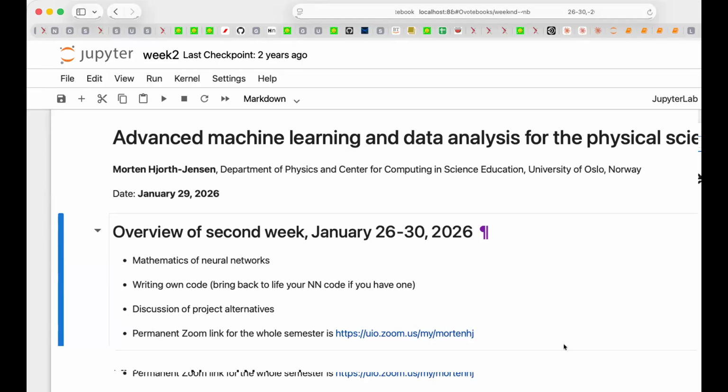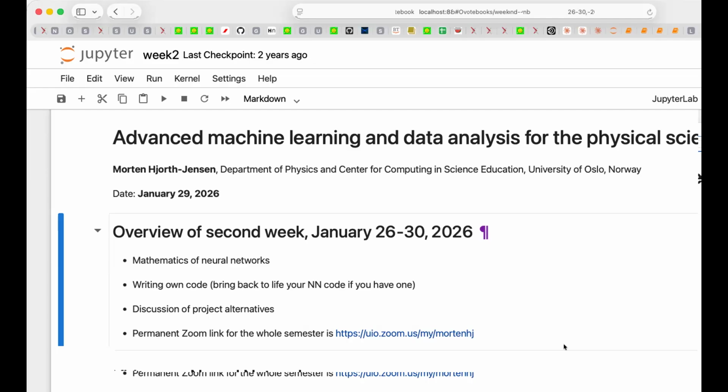And then I wanted to say something about the plan for the day and a little bit more about where we have information about projects, etc. So today, we are going to look more into something which many of you have seen before, but it can be useful as a way to refresh when you bring back to life your neural network code.